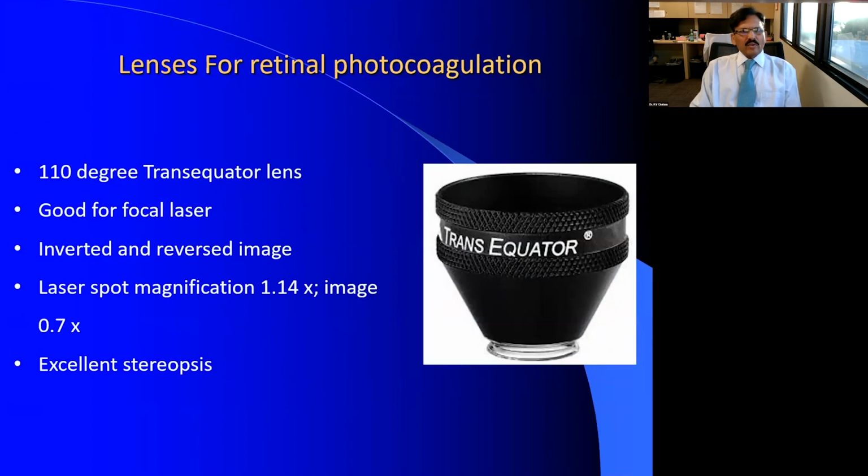The next one is a transequator lens. It's like a 20 diopter lens for lasers. It is in between the macular lens and the quadraspheric lens. It roughly gives you around 110 degrees.